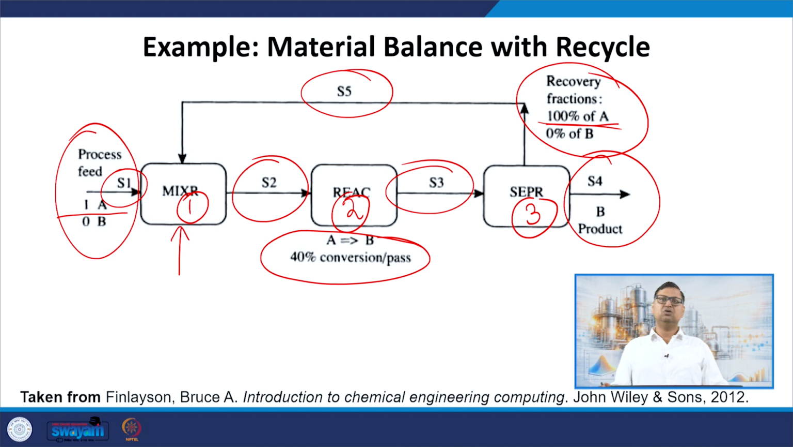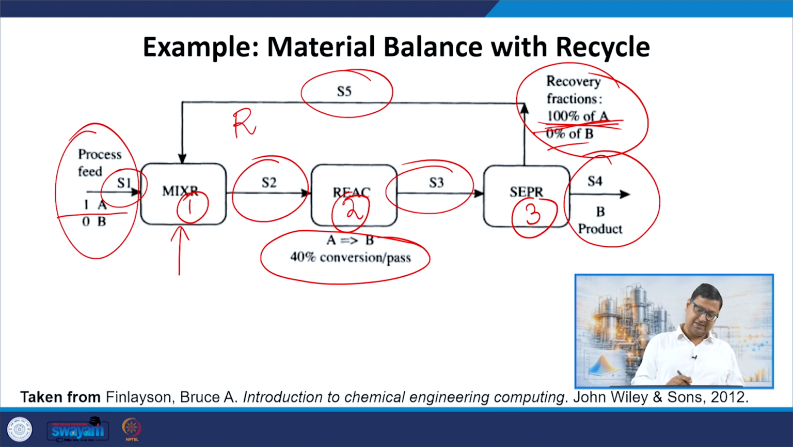I do not know the amount of A that is going in the recycle, right? I know that 100% of A is going there, but how much is going, I do not know. So let us say that amount is some R, right? And now the question is, how will I find R? In the equation oriented approach, I will solve the equations for 1, 2 and 3 together, right? So R will be determined by the full simultaneous solution.